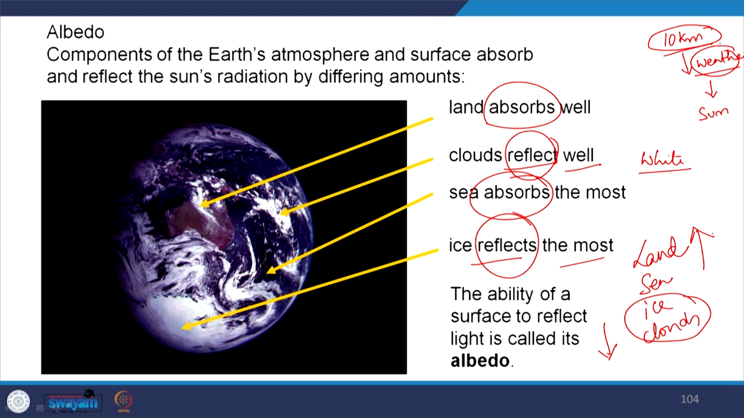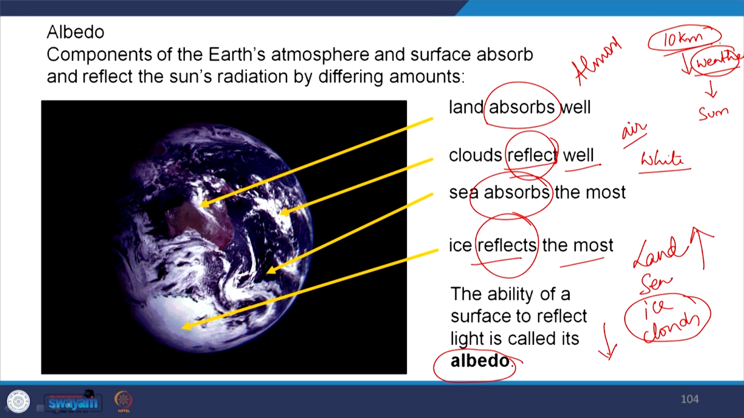Now, here you define a very important parameter which is called albedo. Albedo is the ability of a surface, let us say land surface or any kind of surface, to reflect radiation, to reflect light, that is it, right. Now, in addition to this land, cloud, sea and ice, you also have the atmosphere, or more familiarly called air, right. So, you have air. Now, what does it do?